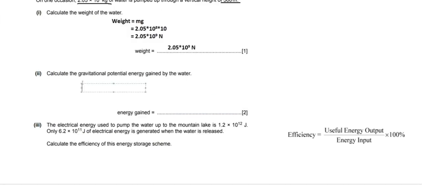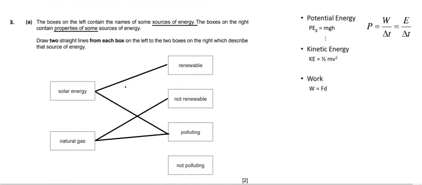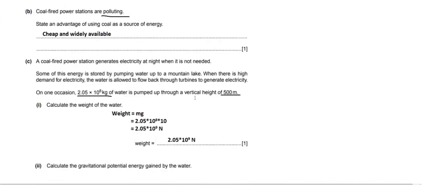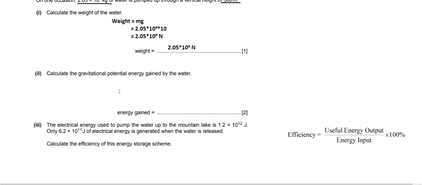Now the next question: calculate the gravitational potential energy gained by the water. We know the gravitational potential energy formula is mgh. The same mass is pumped through the vertical height of 500 meters, so height is also given. Gravitational potential energy is mgh, and the mg value we have already calculated above: 2.05 multiplied by 10 to 9.